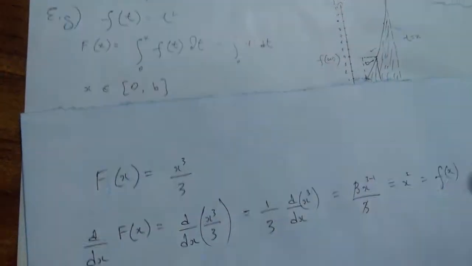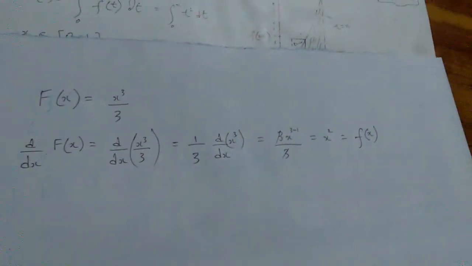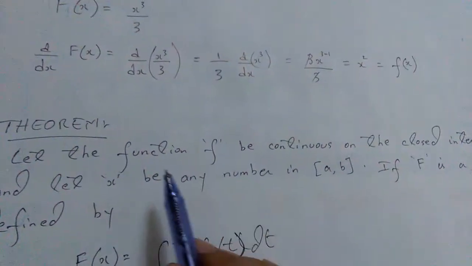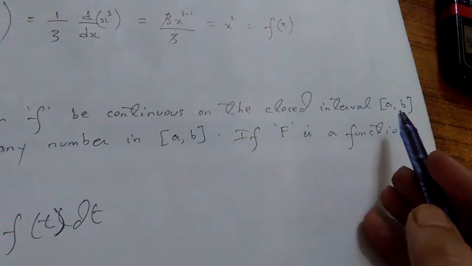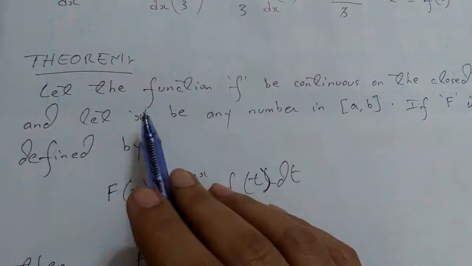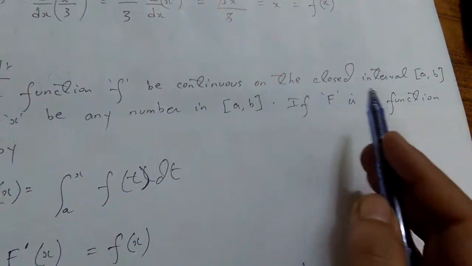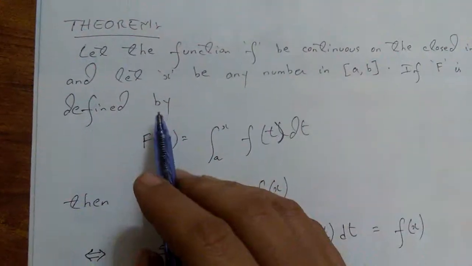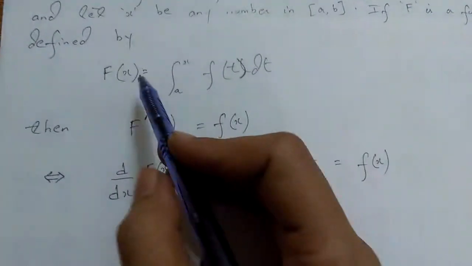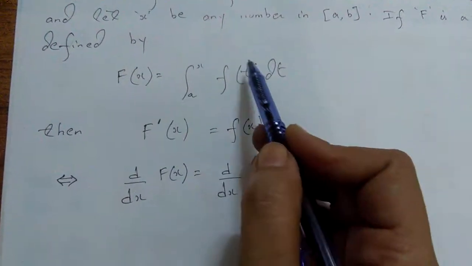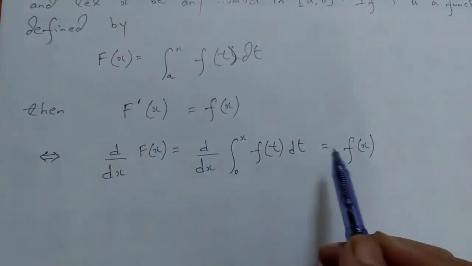So this is what your first fundamental theorem of calculus says. So let me write down the statement for you here. It says that let a function f be continuous on the closed interval ab, and let x be any number in the closed interval ab, and if capital F is a function defined by this behavior, then the derivative of this function F of x is going to give you this function small f back. Or equivalently, you can state it like this.